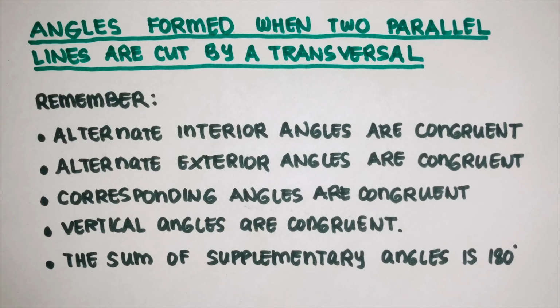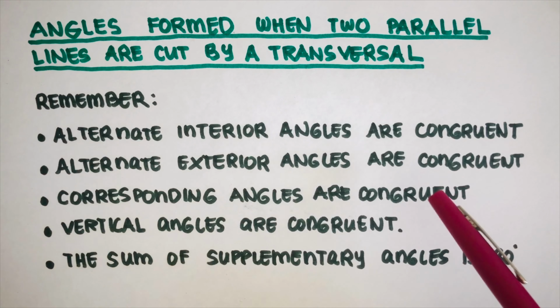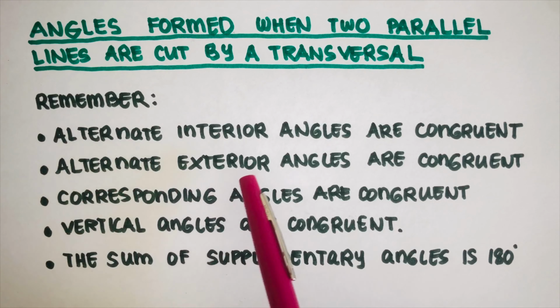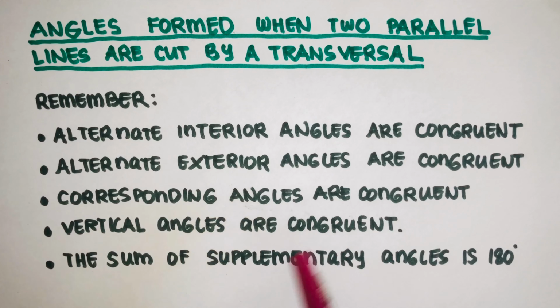Okay, so the first thing we're going to remember here is the three things we need to remember. Alternate interior angles, alternate exterior angles, and corresponding angles, which we talked about in the previous video, are all congruent. Congruent means their measures are the same. They are equal. The other thing we need to remember is that vertical angles are also congruent. So alternate interior, alternate exterior, corresponding, and vertical angles are all congruent to each other. Now, the sum of supplementary angles is 180. We've talked about this in the previous section.